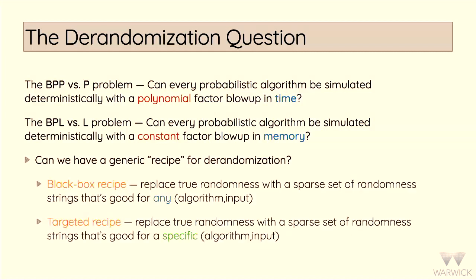But actually, we want to do better and have a generic recipe for de-randomization, right? Either in terms of PRGs as a black box recipe that works for any input and any algorithm, and doesn't need to look at the input. But we've also heard about targeted PRGs, where we can replace true randomness with randomness that is only guaranteed to work for that specific input. Okay, on Monday, we actually heard quite a lot on that.